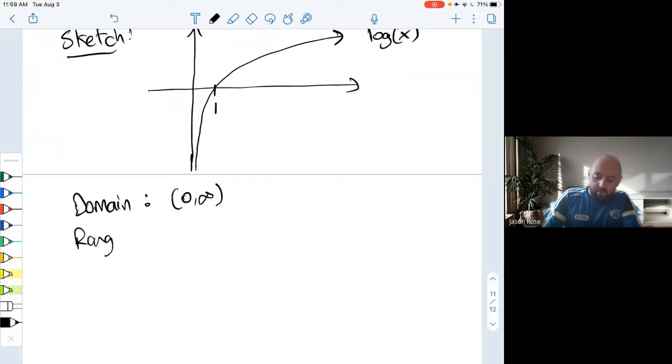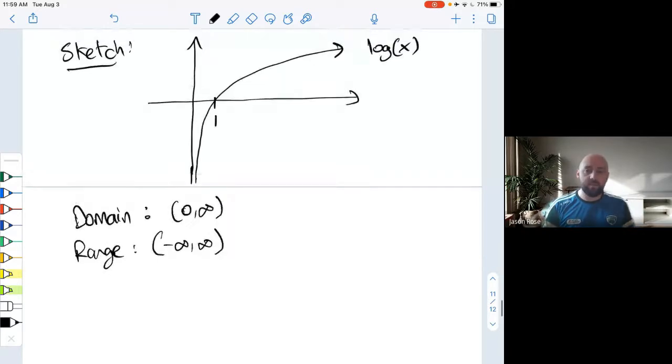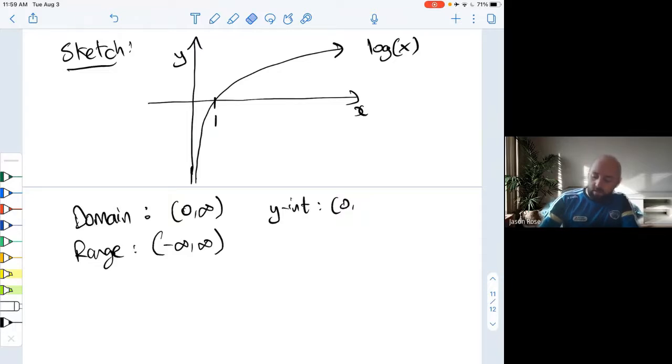The range is anything at all, minus infinity to infinity. It looks like it's starting to level out a bit, but it never actually stops. It'll always go higher and higher and higher. It just takes a very, very long time to get there. But the range is from negative infinity to infinity. You have a y-intercept. No matter what the log function is, the y-intercept is going to be, I'm writing it wrong here, 1, 0. No, I'm being stupid. There's no y-intercept. It's the x-intercept I'm trying to say to you.